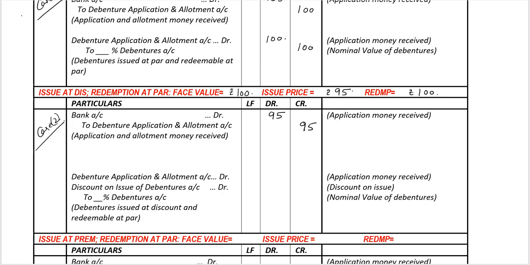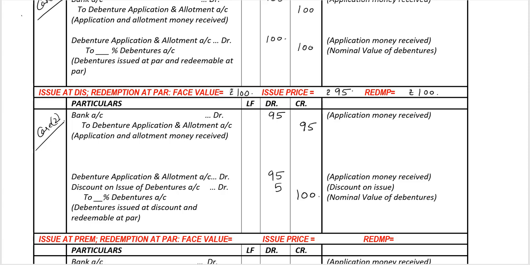Narration, application and allotment money received. Now in the second entry, we will debit debenture application and allotment account with the same application money which has been received. We need to also debit discount on issue of debentures account with the discount on the issue of debenture. So the discount in this case is rupees 5. And we need to credit percentage debentures account with the nominal value of the debenture, which is rupees 100.